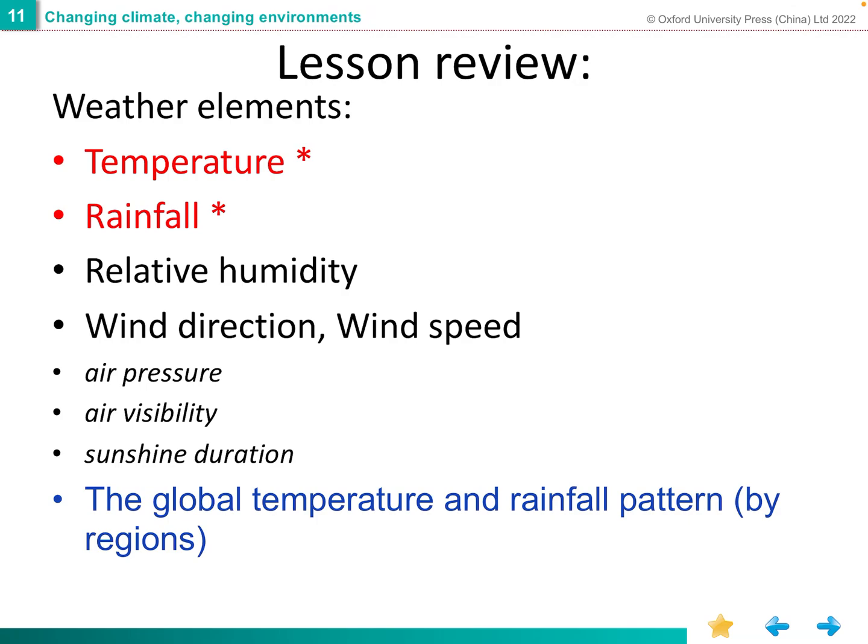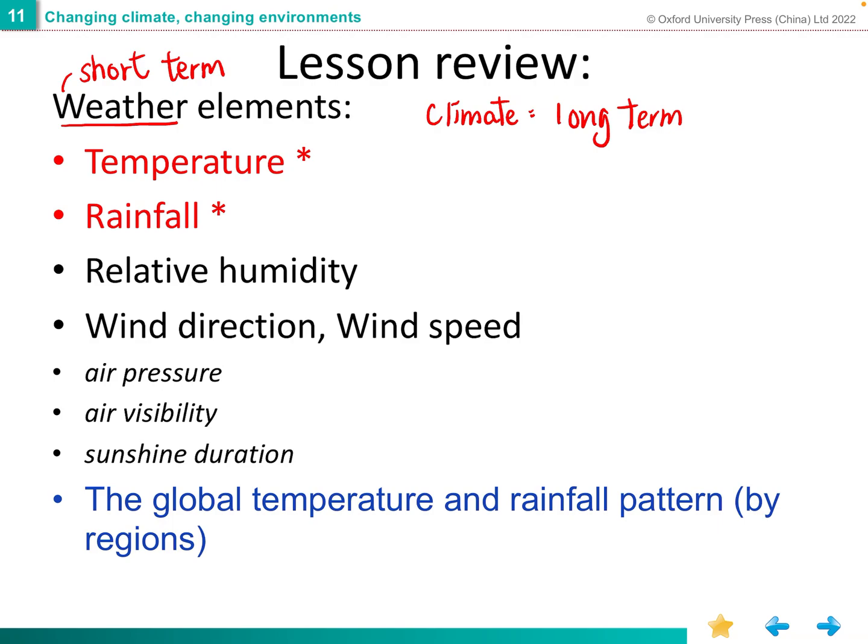In the last lesson, we have learned about the weather elements. If you still remember, weather refers to something in a very short period of time, short term. And weather is closely linked up with another concept, climate, which is about long term. So both weather and climate consist of the following elements. Now let's review what elements we have learned before.